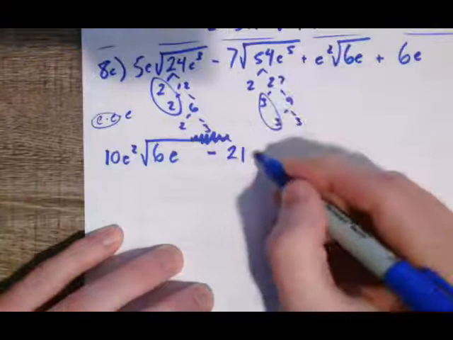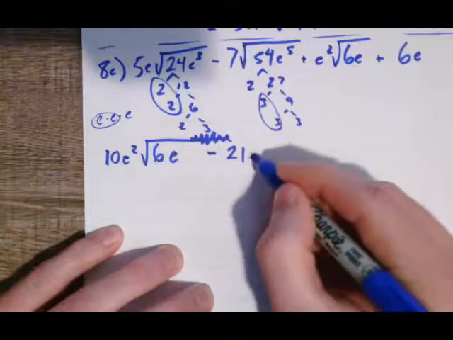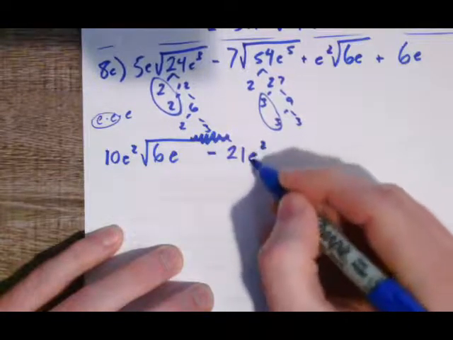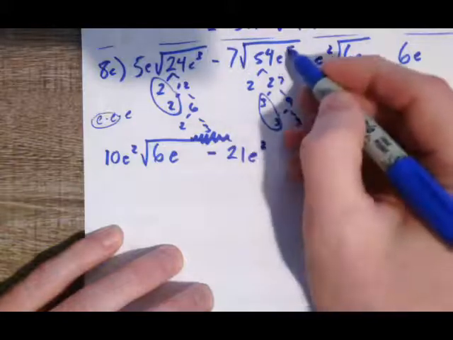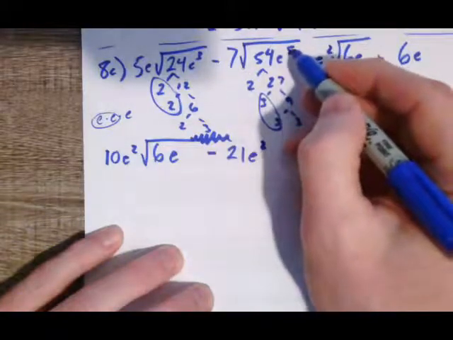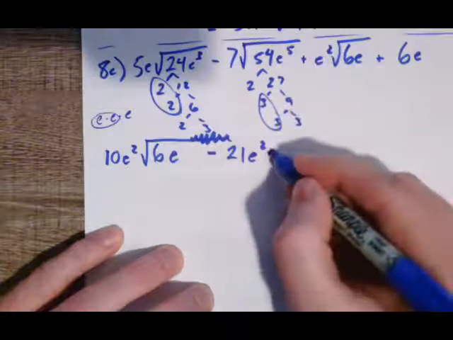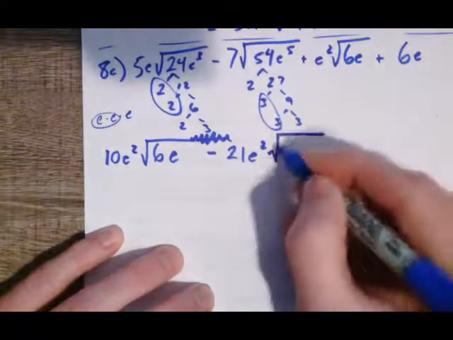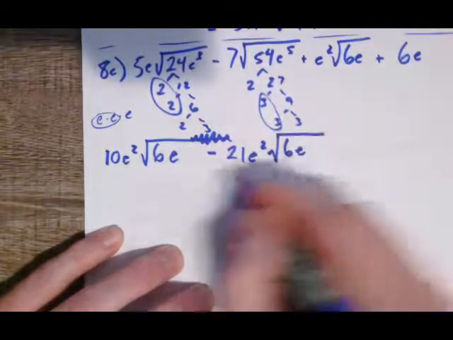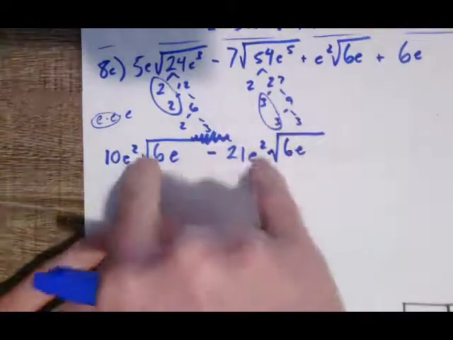E to the 5, I'm taking out e squared, because e squared times e squared is e to the 4. E to the 4 times e to the 1 is e to the 5. The 1e stays in there with, surprise, surprise, 6. 6e, 6e, e squared, e squared. These two can be combined.